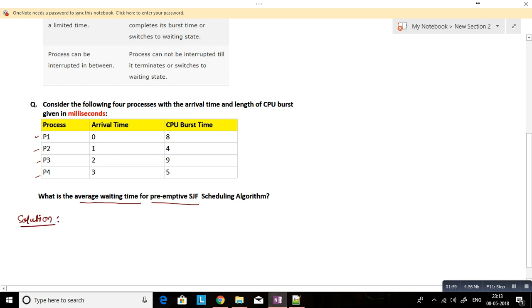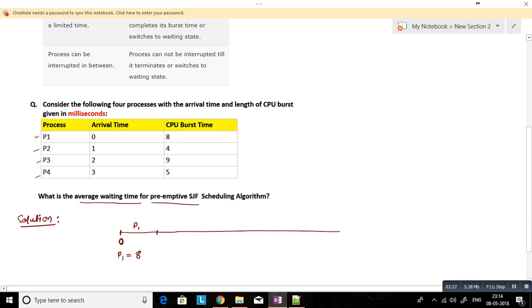So let's first draw a line. This is 0. Here process P1 arrives at 0. Arrival time is 0. So process P1 arrives and its CPU burst time is 8. So it will start executing.